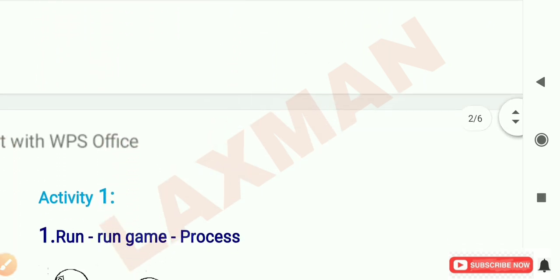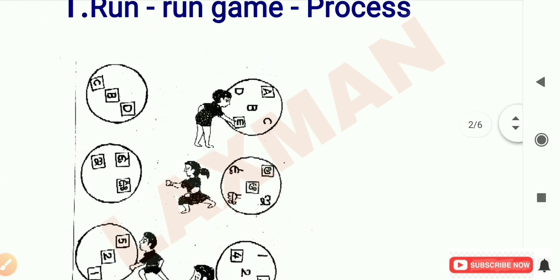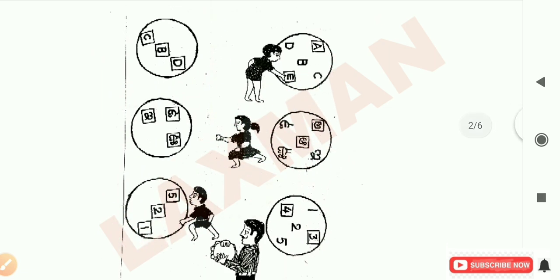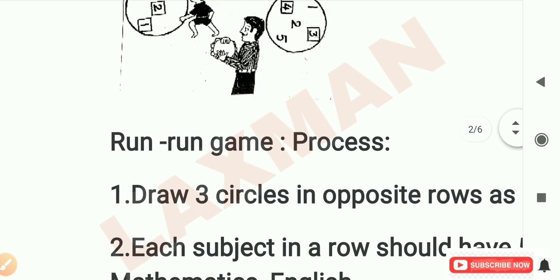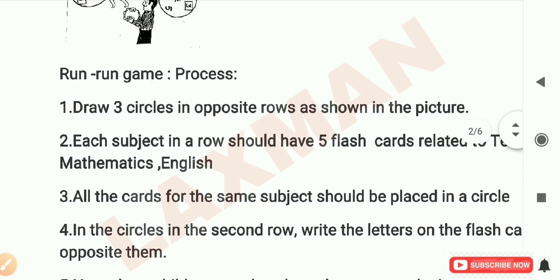Learning activities. Activity 1, run game process. This is a picture. By observing this picture, we can know the process of playing the game. See here, 3 circles, and we also wrote English alphabets in one circle, Telugu alphabets and numbers in the others, and on the left side flashcards. On the right side you have to write the letters, alphabets, numbers that the flashcards have. Let us see the process briefly. I have already written the process here, the run game process.